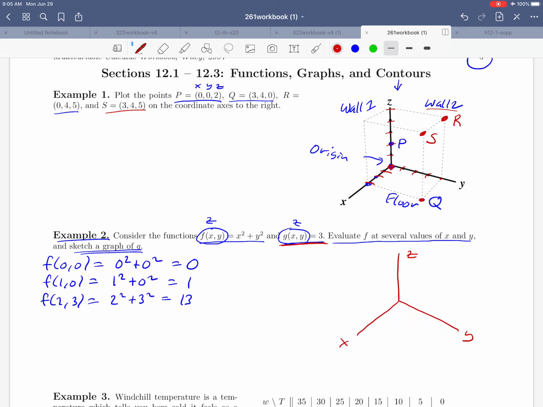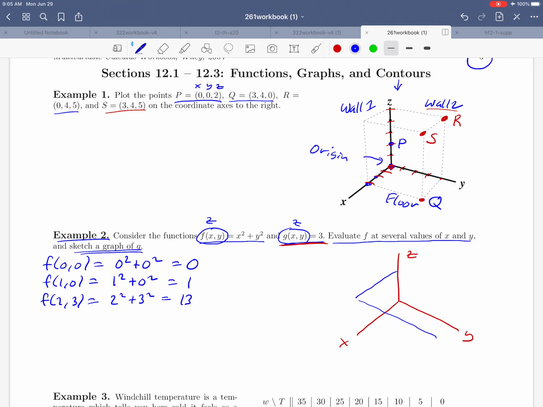Okay, it's telling us that no matter what x and y value we plug in, we're going to get 3 as an output. Okay, so how would all of the points in three-dimensional space look if the z-coordinate is always 3? Well, it's like saying we're talking about all points that are exactly 3 above the floor. Every single point, no matter what x and y are. So if you think about it, that's really describing a flat surface, okay, that has a height of 3.